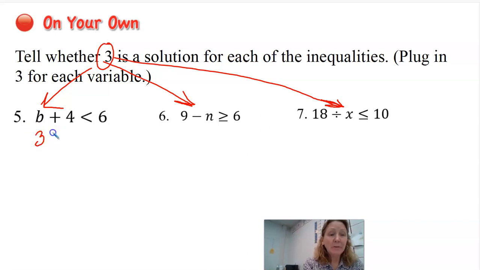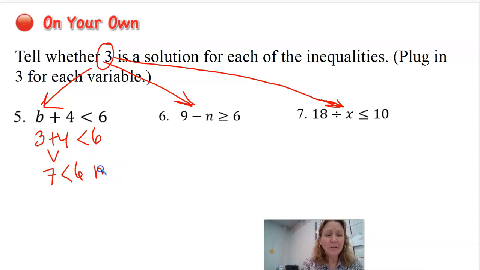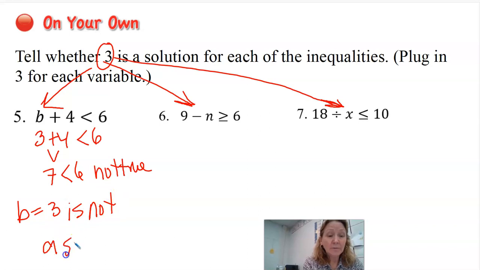Okay, so here we go. I plug in the 3 and I do the math. At first I write the whole inequality. Then I do the math. 7 less than 6? Oops, nope, not true. So b equals 3 is not a solution.